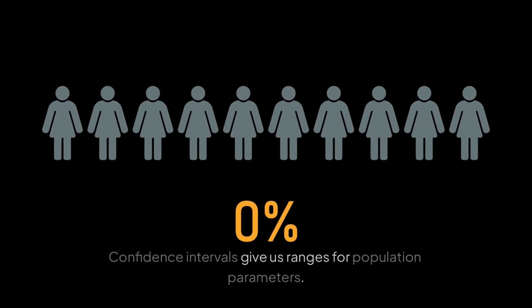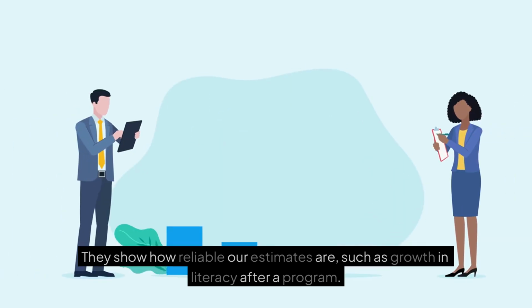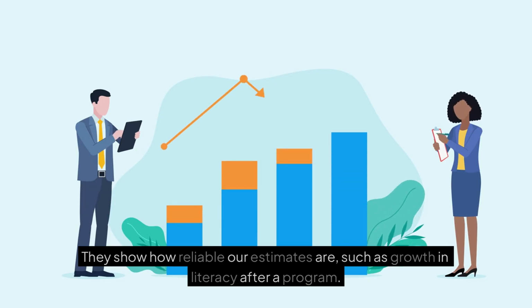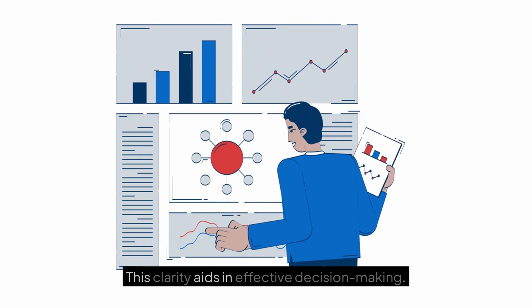Confidence intervals give us ranges for population parameters. They show how reliable our estimates are, such as growth in literacy after a program. This clarity aids in effective decision-making.